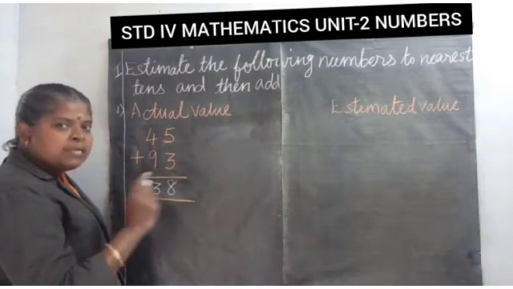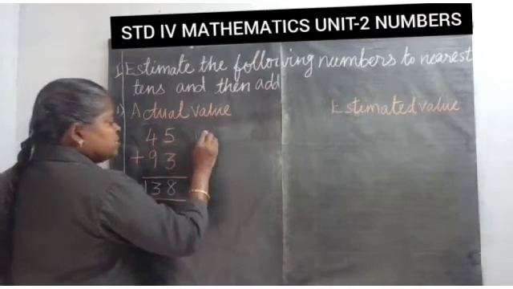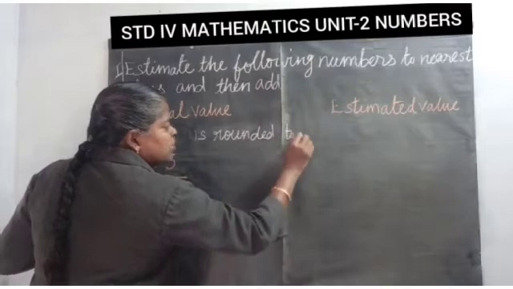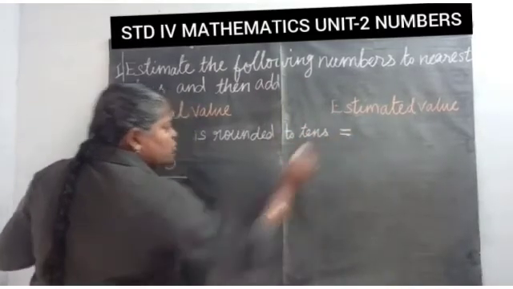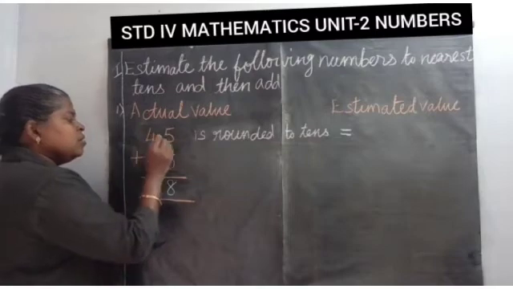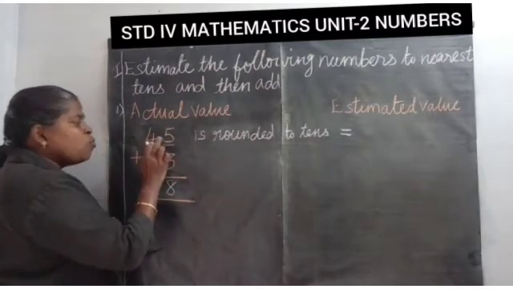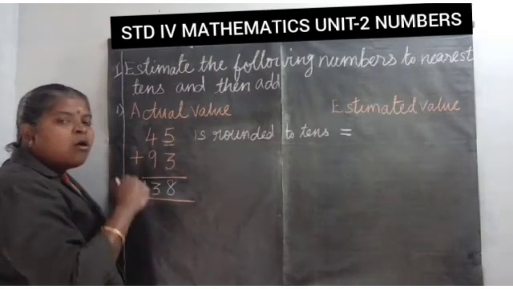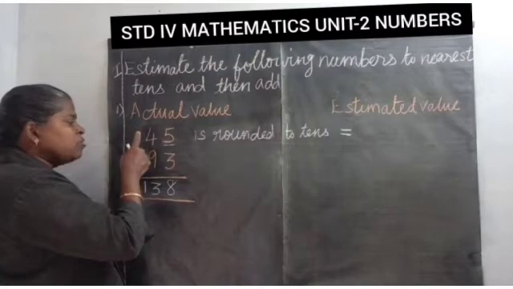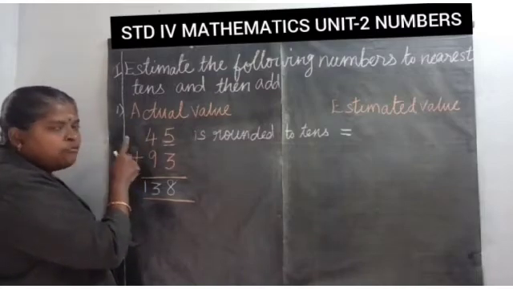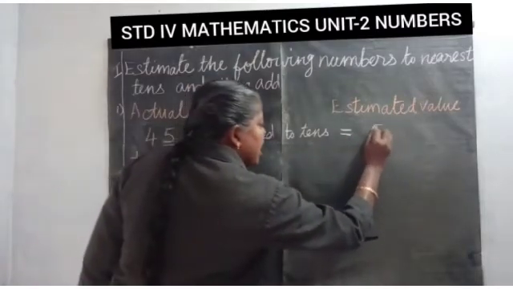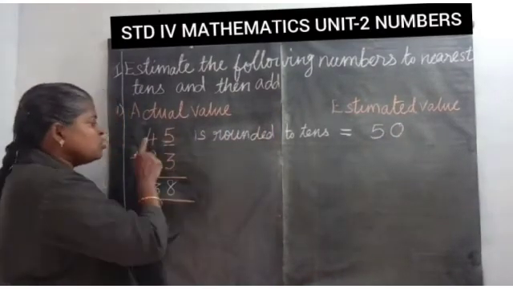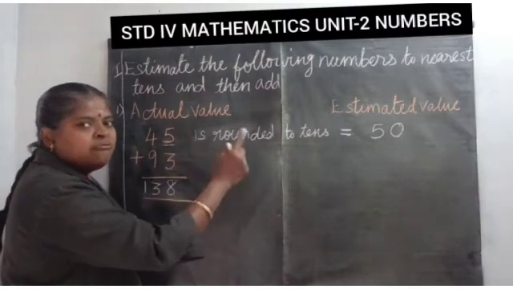Now we can write the estimated value. 45 is rounded to tens equal to. Before writing the estimated value, we have to check the ones digit. The ones digit is 5. If it is 5 or more than 5, we have to add 1 to the previous digit. So 4 plus 1, 5, and make the unit digit 0. So 45 is rounded to tens is 50.